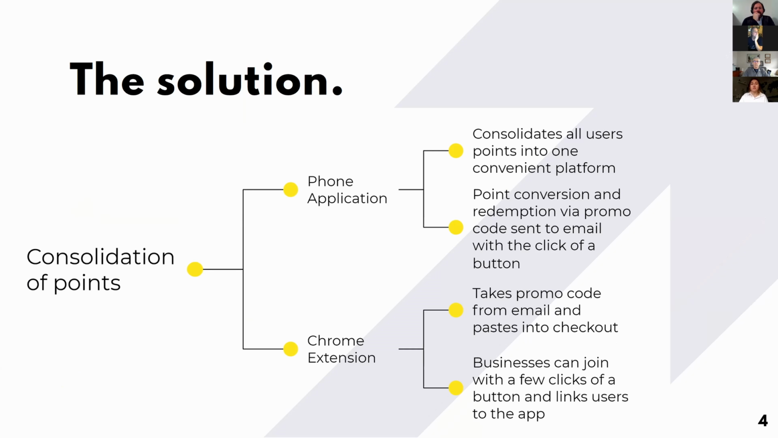Our idea is simple. It's one easy-to-use app where all of the user's points accounts are listed on one screen. It shows the company, the points they have with the company, and the converted rate into Canadian dollars. The total amount of points the user has is listed at the bottom of the screen, and they can redeem these points with a touch of a button, which will send a randomly generated promo code to their email. They can give it to a cashier at checkout, or copy and paste it into an online checkout by means of our Chrome extension. As we know, online shopping is becoming more and more common due to the pandemic.